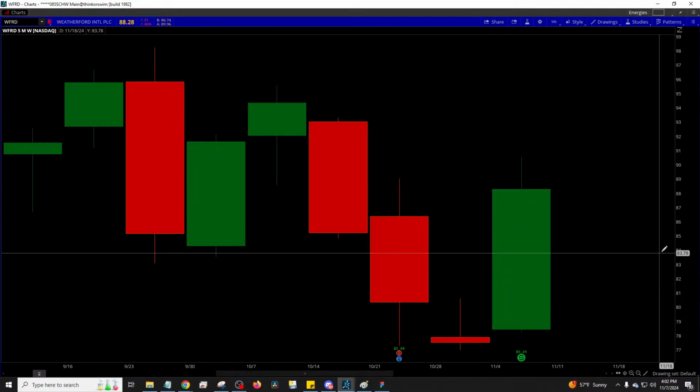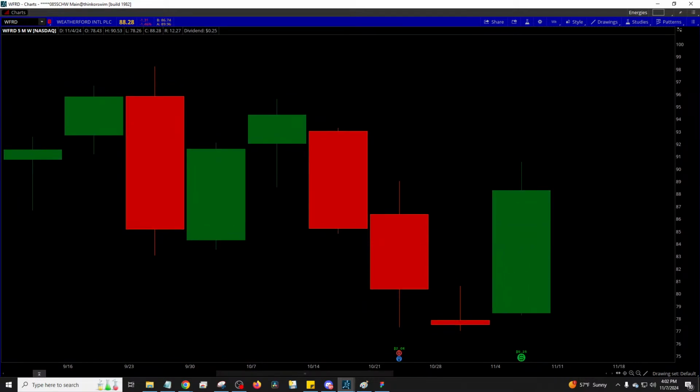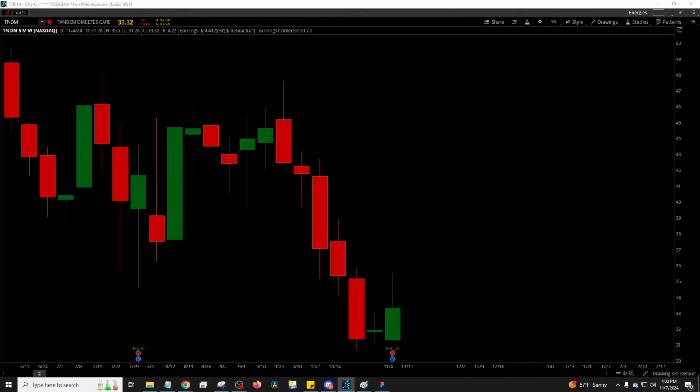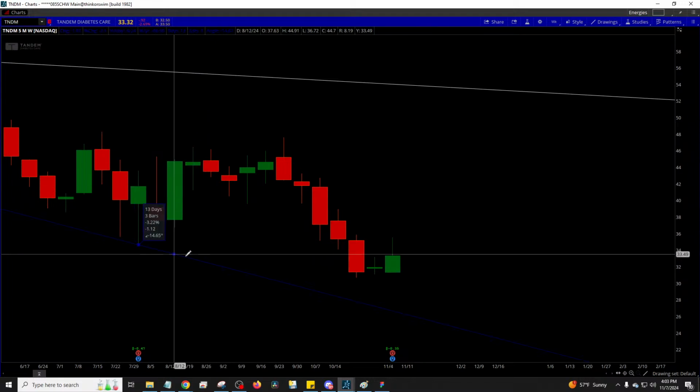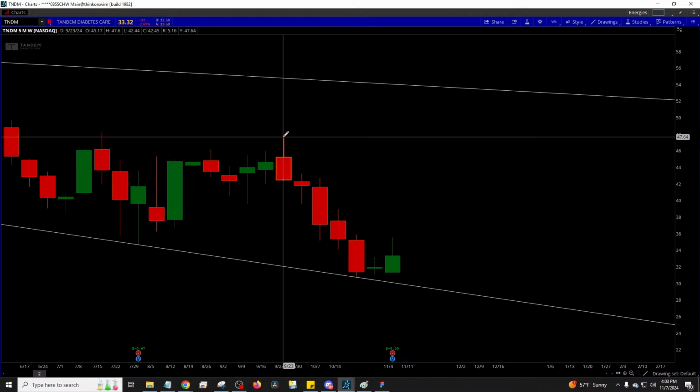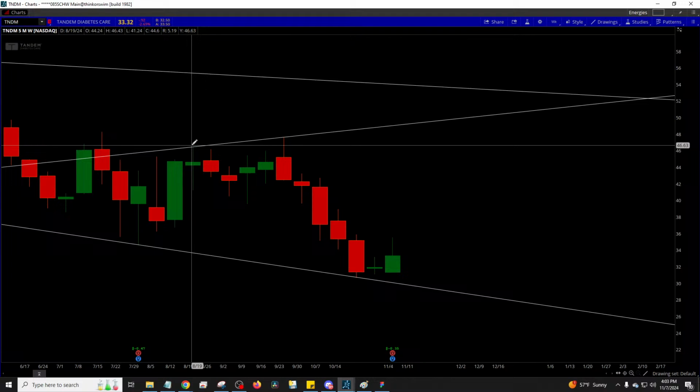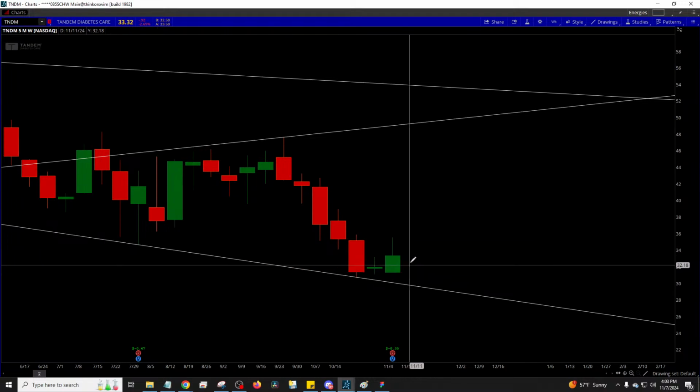So if we look at, I don't know if we have any inside week signals in force here. Let's see. TNDM didn't really get going that much this week, but you can see when that inside bar forms, it's at the bottom of the range. That's what we like to see.